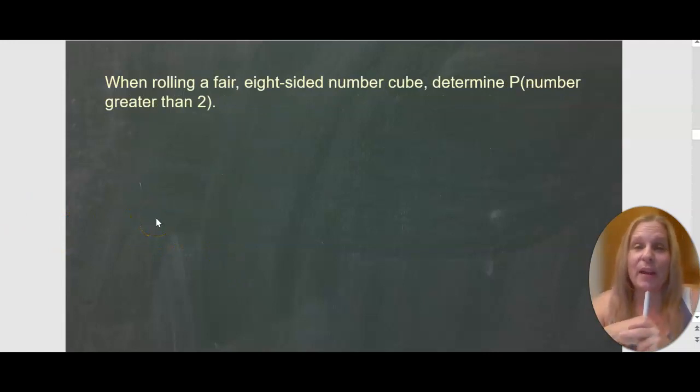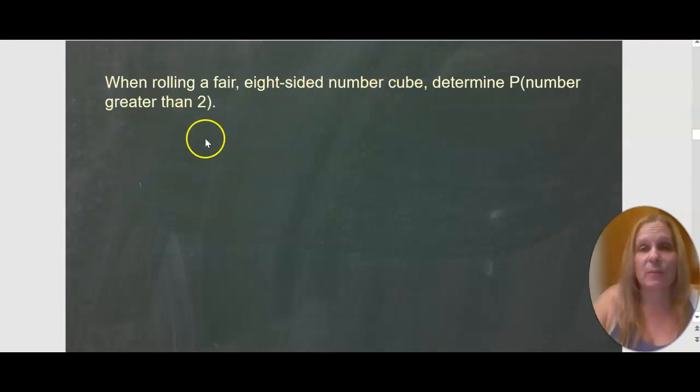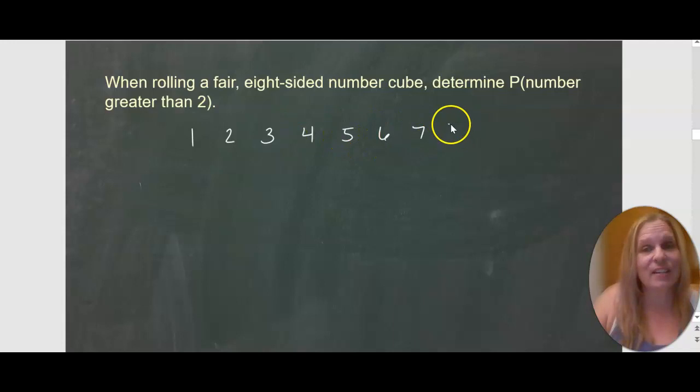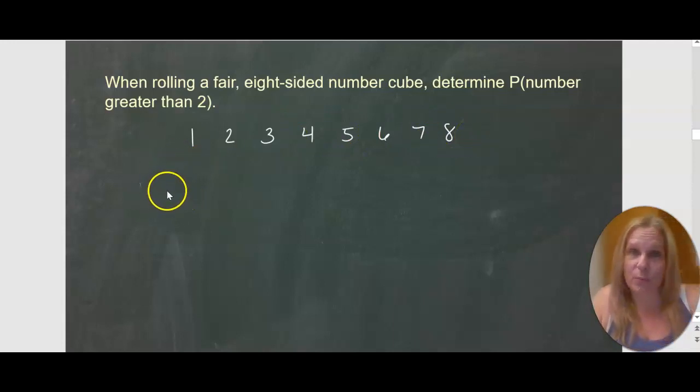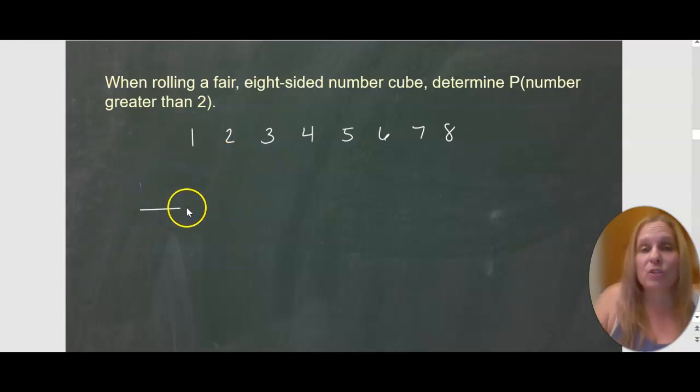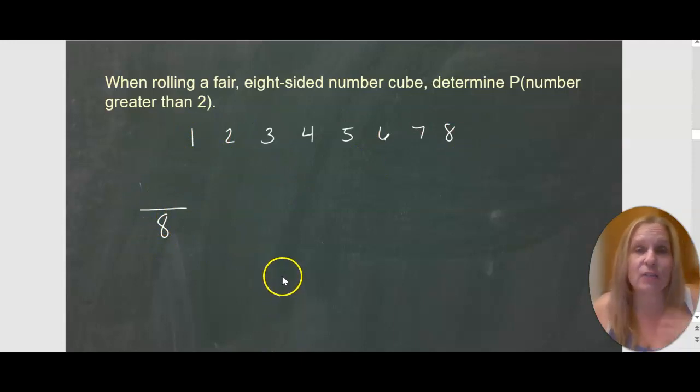When rolling a fair 8-sided number cube, determine the probability of getting a number greater than 2. Well, let's look at all the possible outcomes, right? Let's just write them all out. So 8 sides means I would have 1, 2, 3, 4, 5, 6, 7, 8. And so my total, remember it's favorable over total. So my total number of outcomes are 8, right? Because there are 8 different sides that could land facing up.